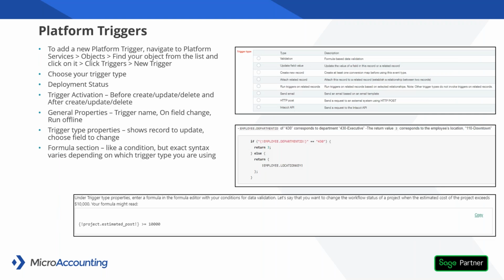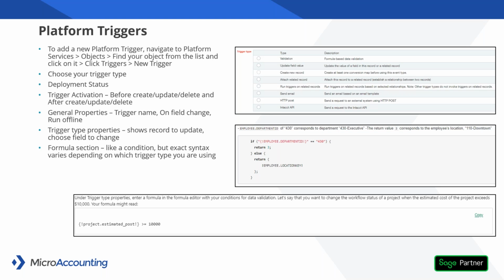So to add a new platform trigger, you will navigate to platform services and then to objects, and then you'll find your object from the list and click on it. Then you'll click on triggers and then new trigger. Then the next step is to choose your trigger type, which I kind of went over, but here in this first screenshot, this shows the different ones you can select. Once you choose that, you will get into the deployment status, which basically, if the trigger is deployed, that means it's active. If that box is unchecked, that means it's inactive.